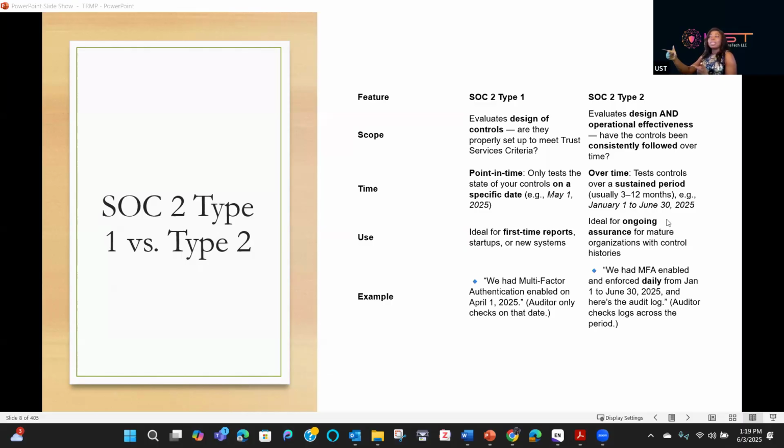You understand? And I'm laying emphasis because, again, when you are analyzing a report, you analyze it in a backward fashion, okay, but use it more in the future. But how does it really play? And we're going to see that shortly. Okay. Say, for example, it's usually 3 to 12 months, e.g., January 1 to June 30th, 2025. Okay. What's the ideal use? I'd say for first time reports, startups or new systems.